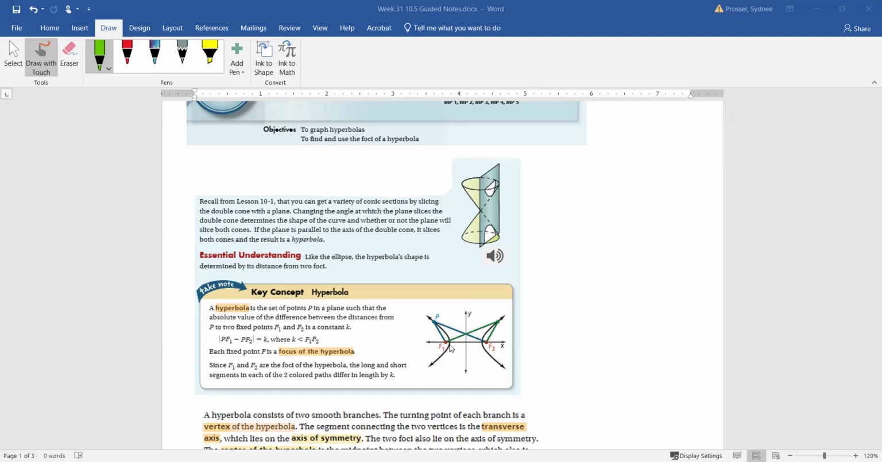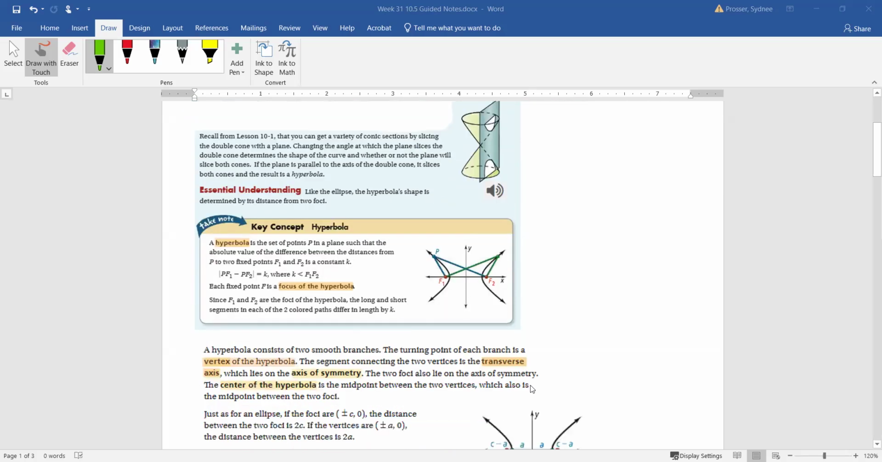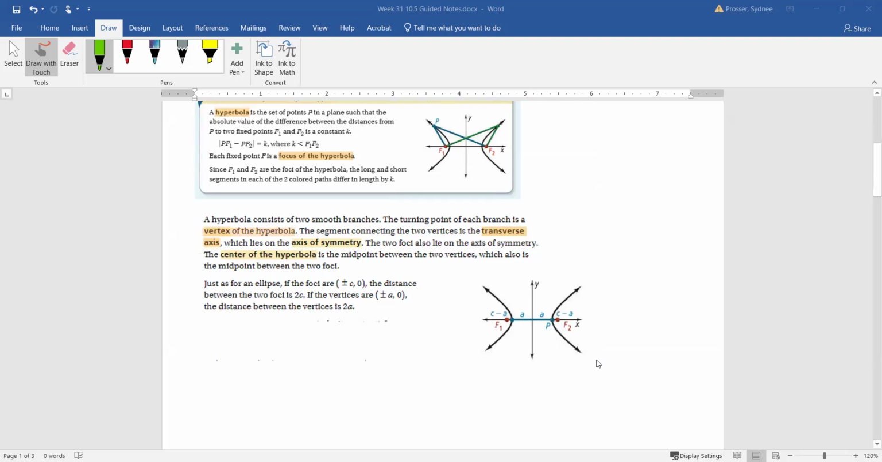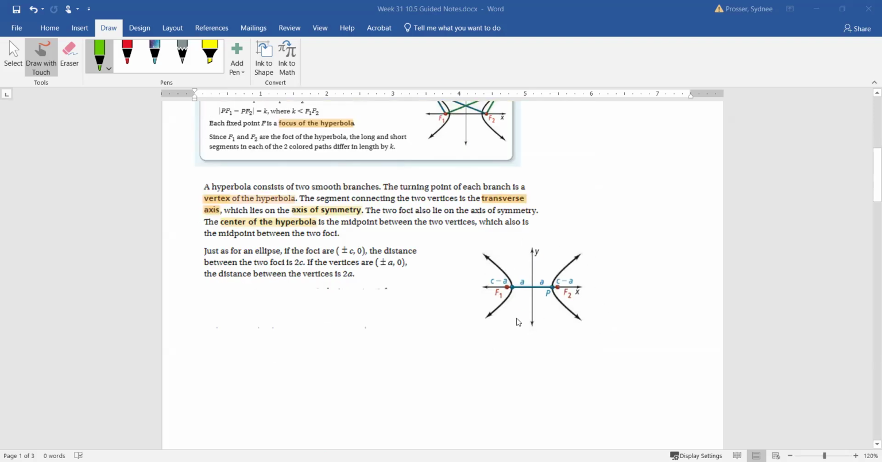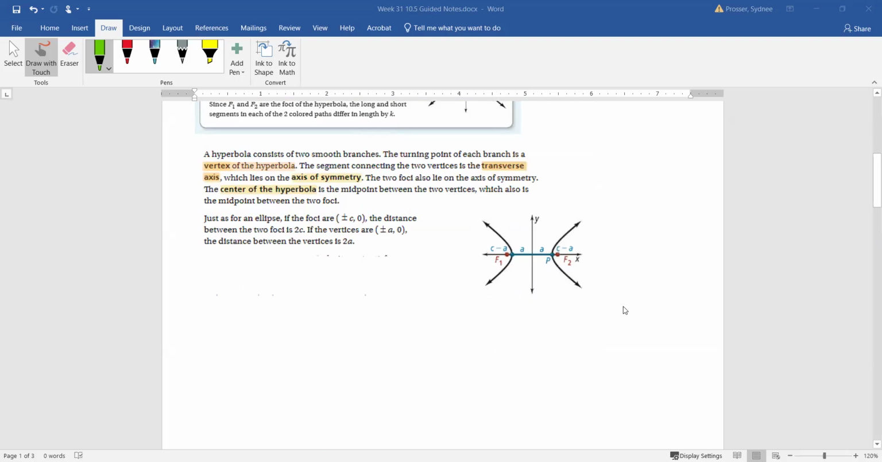Okay, and so each fixed point that this is being referred to is a focus of the hyperbola. We've got two focuses, we call them foci. Together we call them foci, they're each a focus. Focus one, focus two, plural is foci. And so let's, again, like we did with the ellipse, let's get a sketch here to break down the vocabulary a little better, okay?